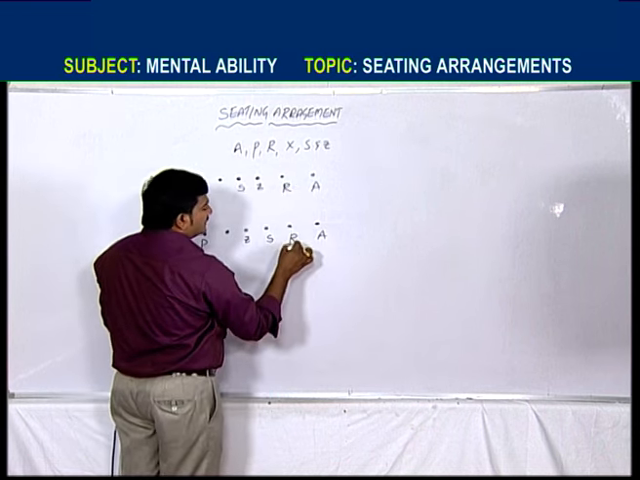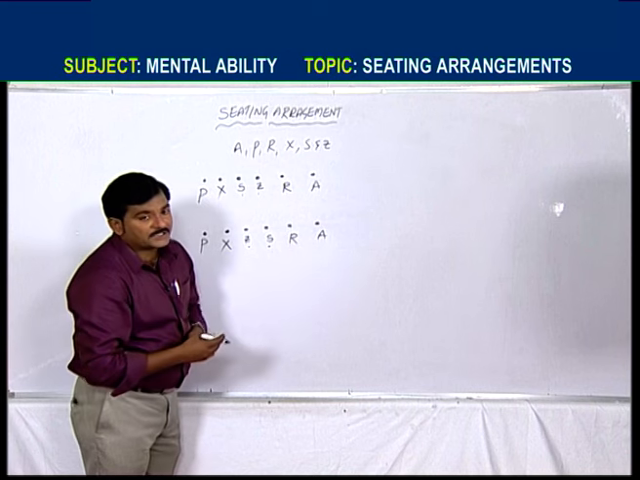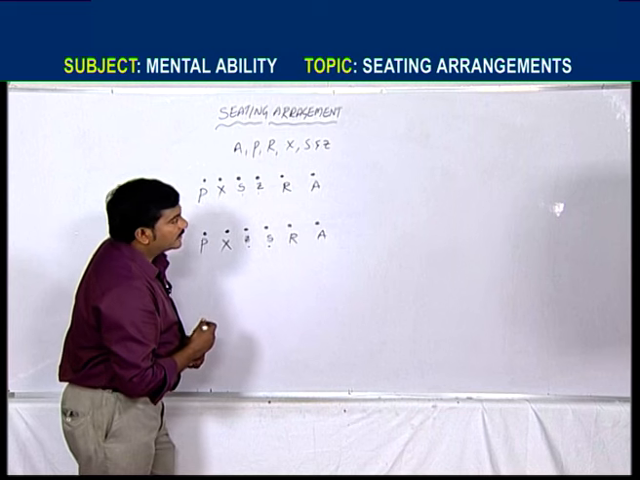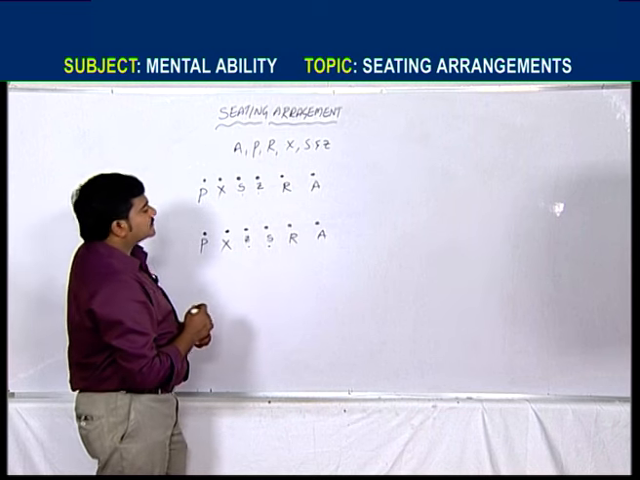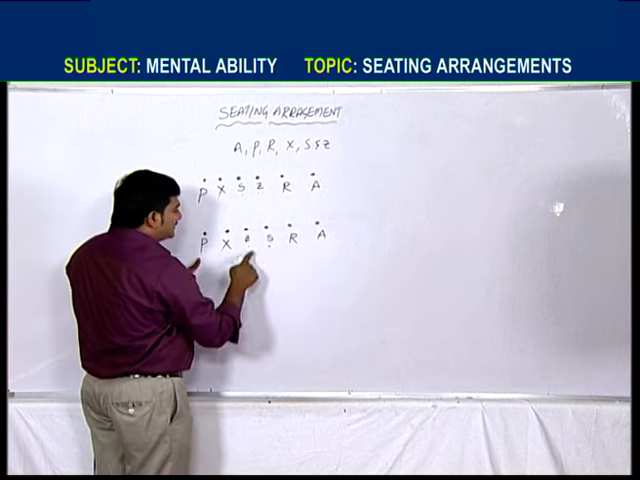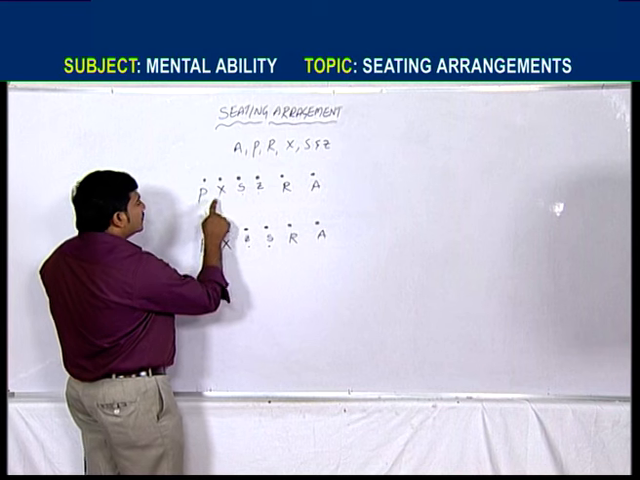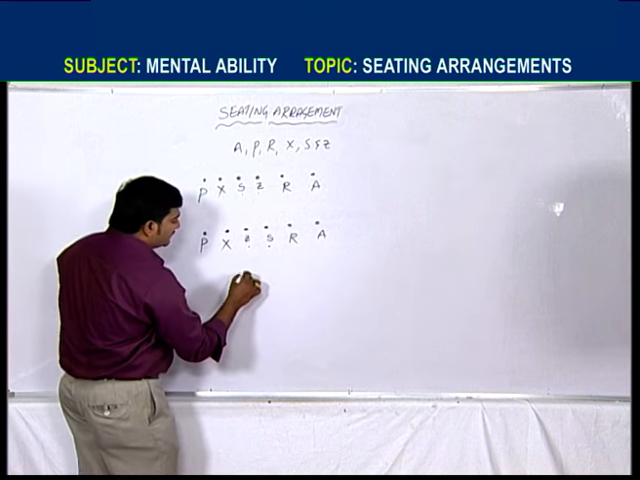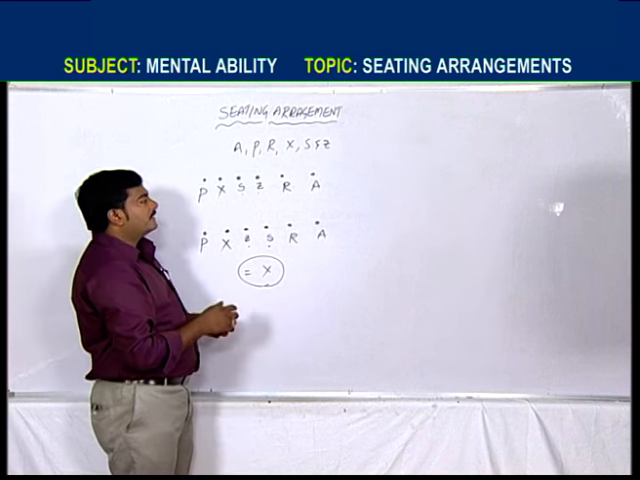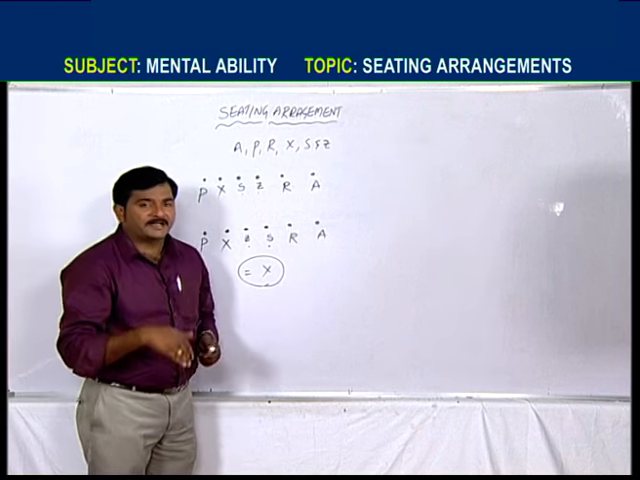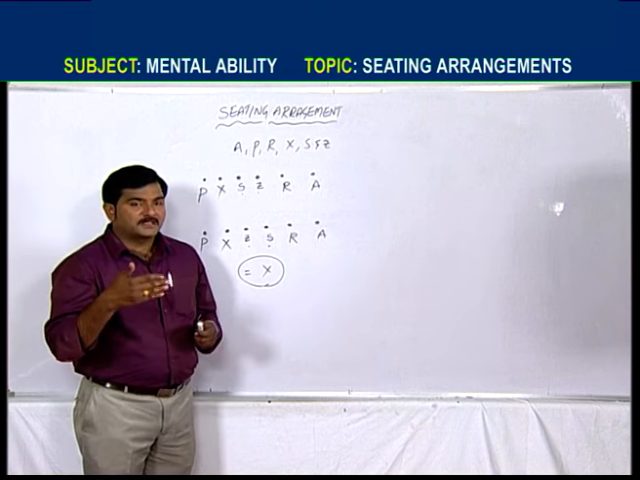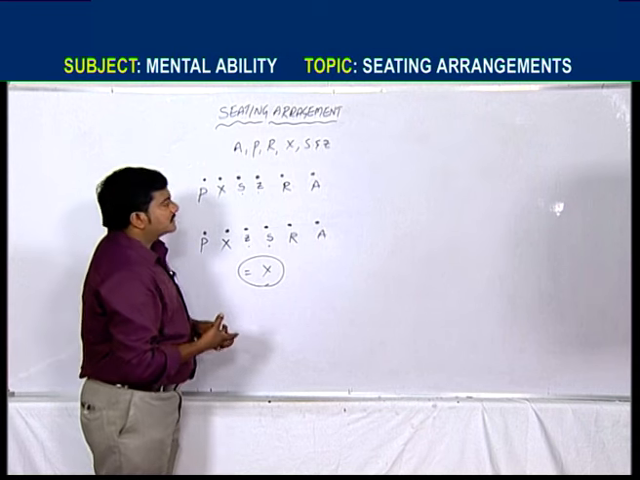Now we'll go to the given question. The given question is, who is to the right of P? In both the cases, either S and Z or Z and S, who is sitting to the right of P? Therefore, the answer is X. X is sitting to the right of P. So by using conditions like this, some conditions will be direct, some conditions will be indirect. First you have to take direct conditions, then indirect conditions. Then we have to find out the answer for the given questions.